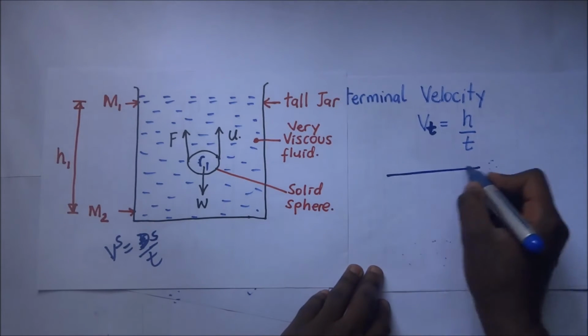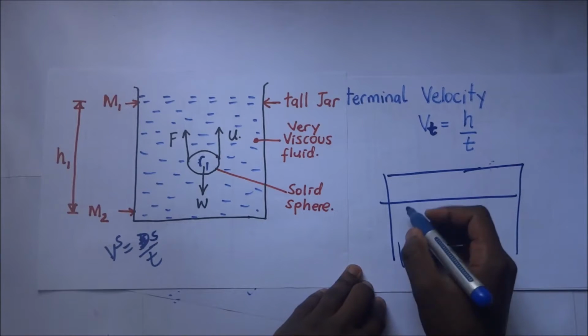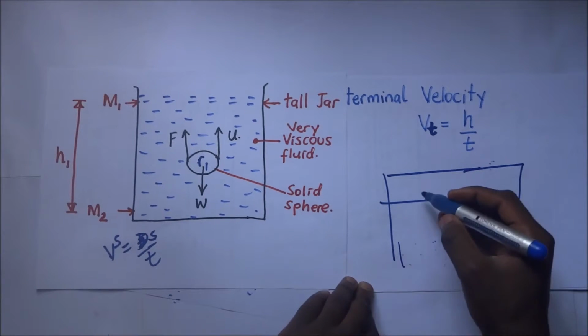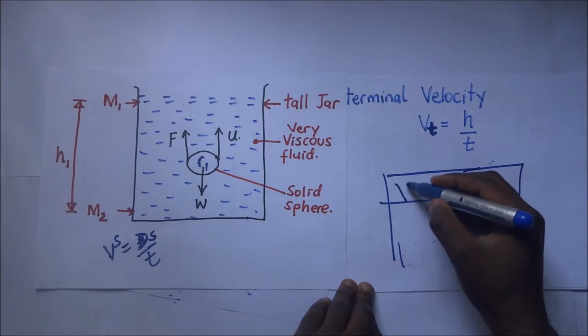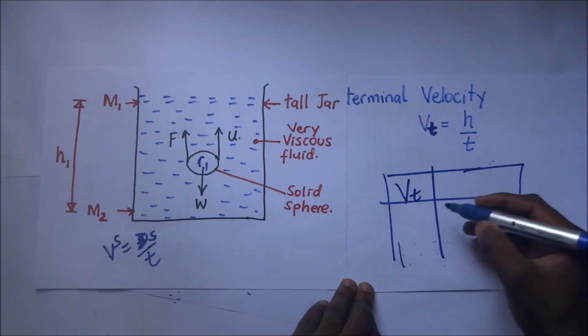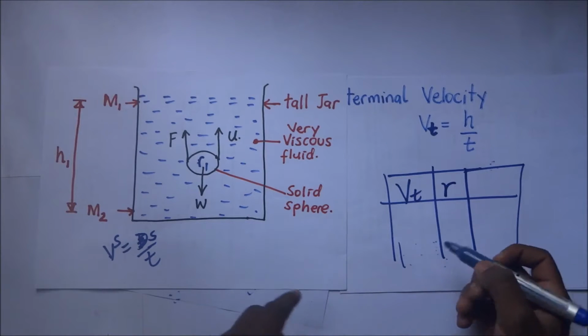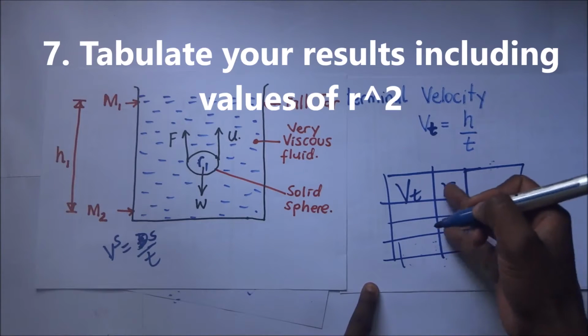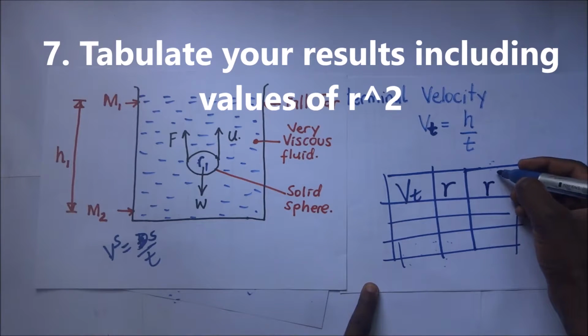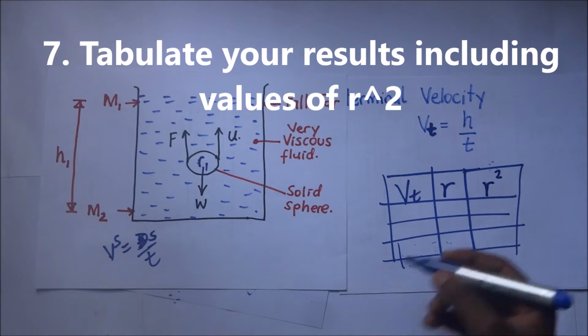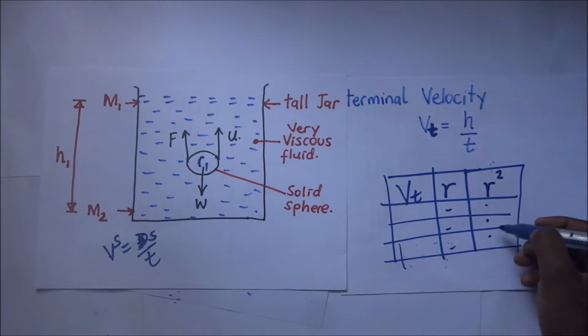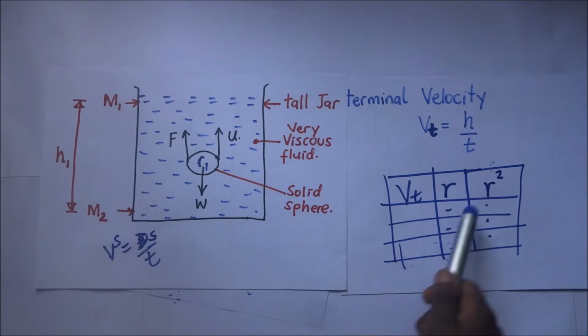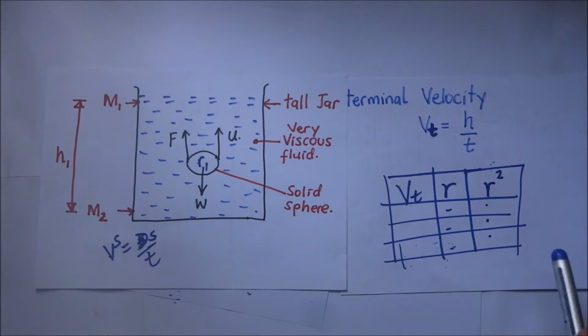As you tabulate your results, you're going to have a column for the terminal velocity you've been getting. Then you're going to have another column for the radius corresponding to the different balls. Now in your table of results, you need to include r squared. So you get these r squared values and include them in your table. After tabulating your values, including values of r squared, you go ahead and start doing the math.